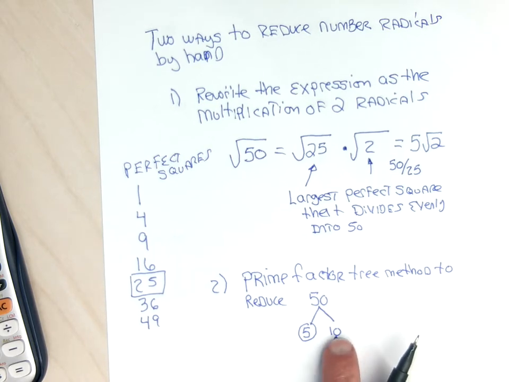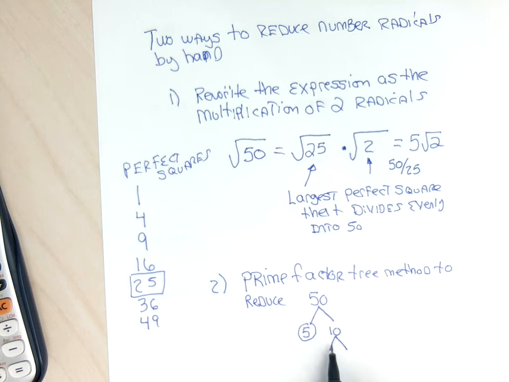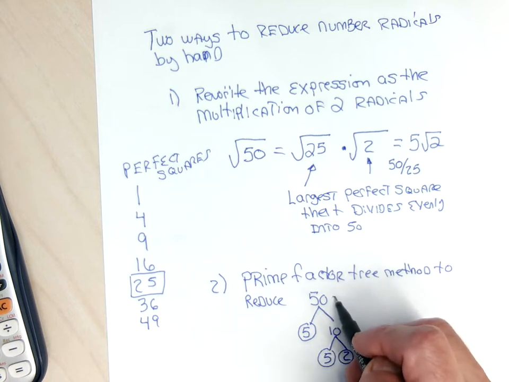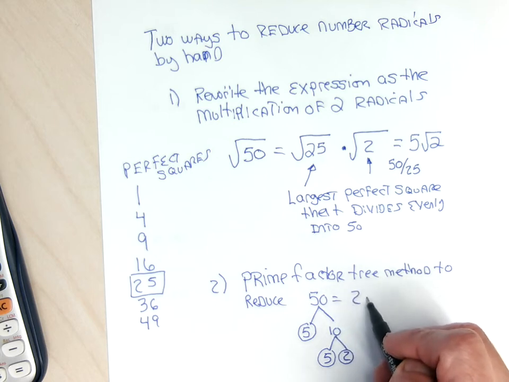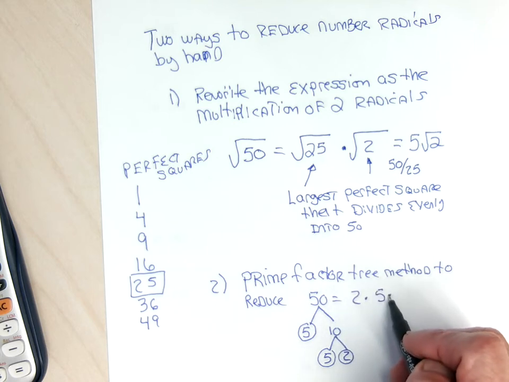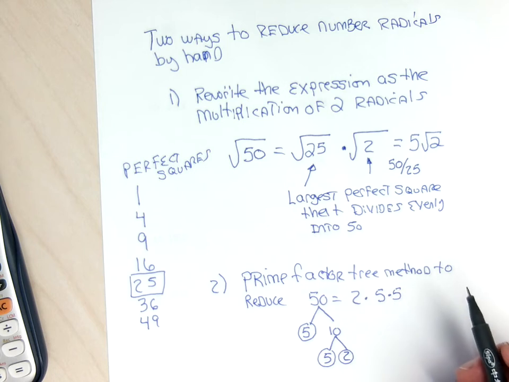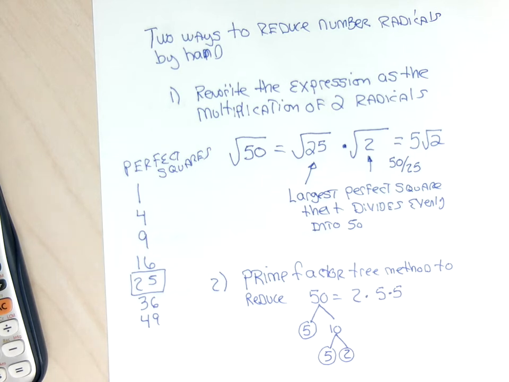Beneath the 10, I'm going to do the same thing. I'm going to put my 2 numbers that multiply out to be 10. The only 2 that I can think of are 5 times 2. 5 is prime and 2 is prime. So the prime factoring for 50 is 2 times 5 times 5. This is enough for me to reduce the radical.